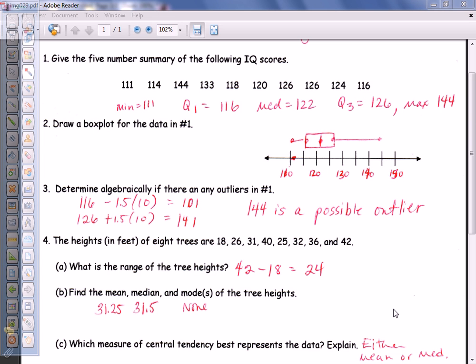Okay, any questions on the first three? Are we good at finding outliers mathematically now? Okay, now let's take a look at the next one.